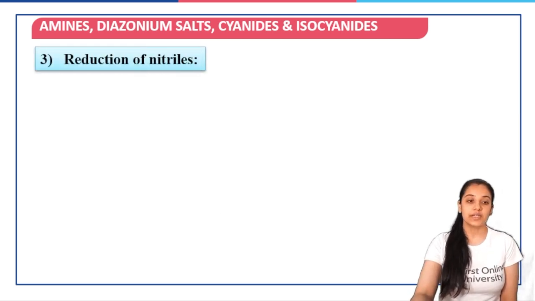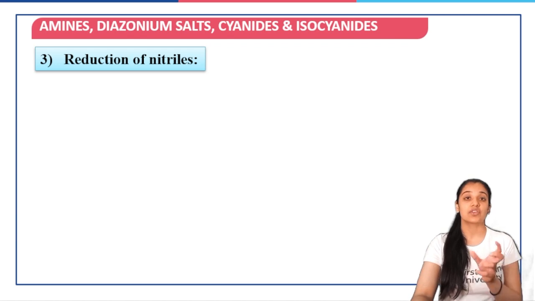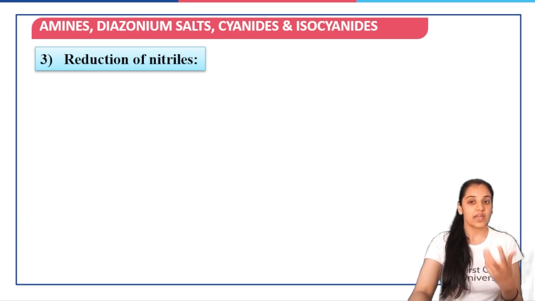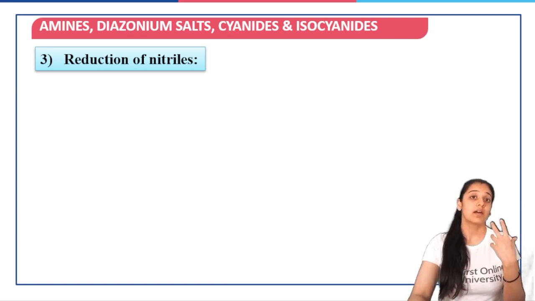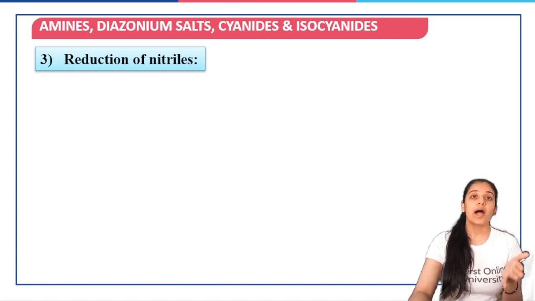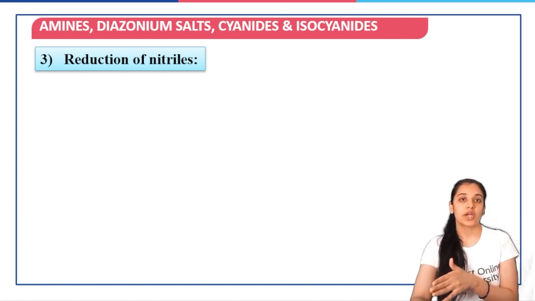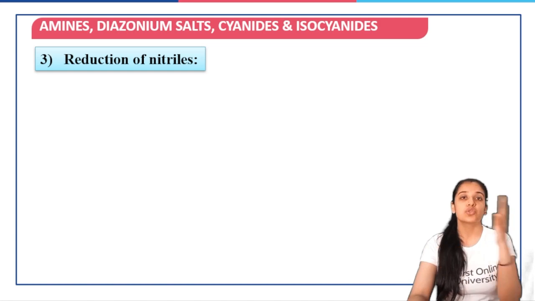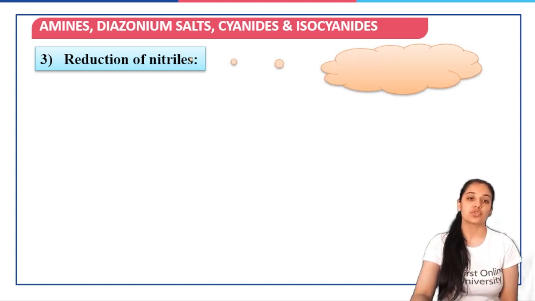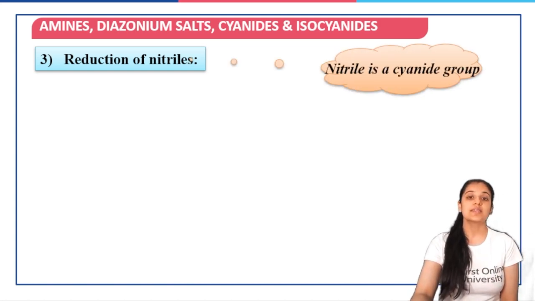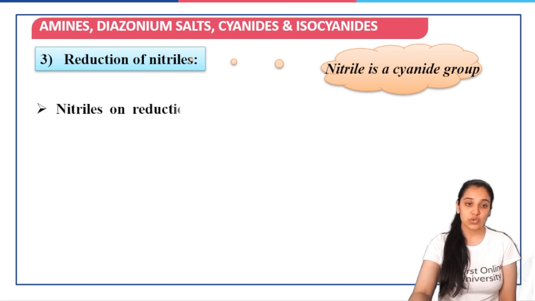The third method is the reduction of nitriles. Nitrile is what? CN. So if we can reduce CN, that is we add hydrogen, okay? We add two hydrogens to carbon, two hydrogens to nitrogen. What we have is CH2NH2 from CN. That is what we are going to do in this method. So nitrile is basically a cyanide group.